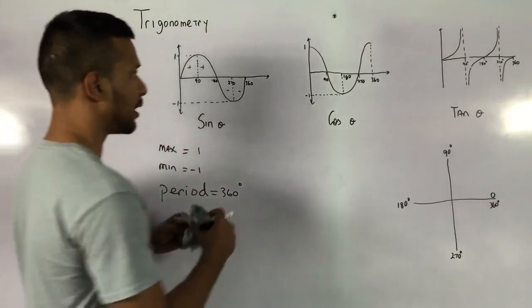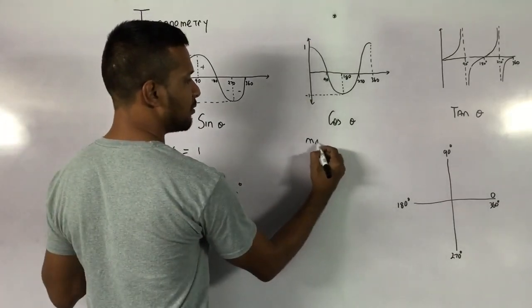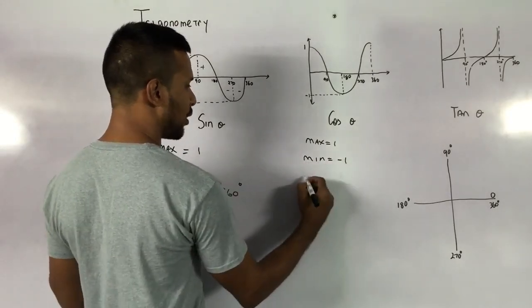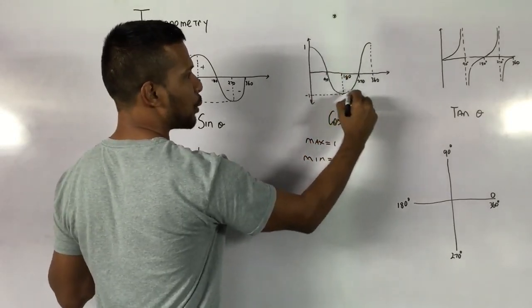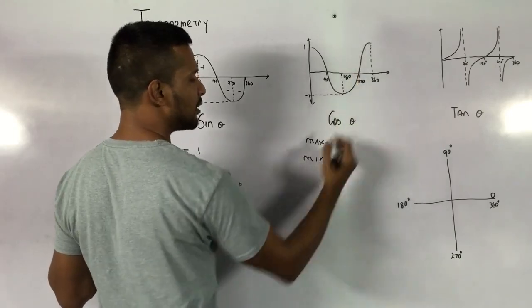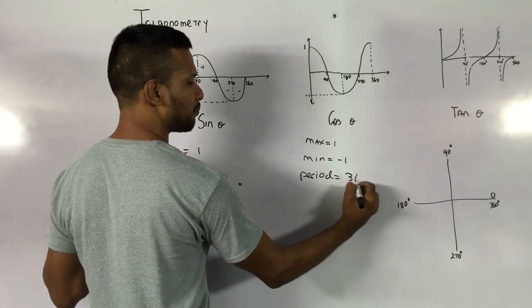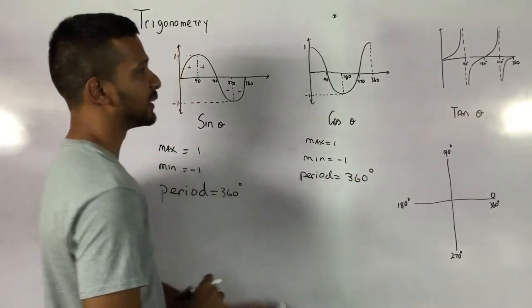Cos is very similar. It has a maximum value of 1 and a minimum value of -1. And this cycle will be repeated again after 360, so it means that the period is 360 degrees.